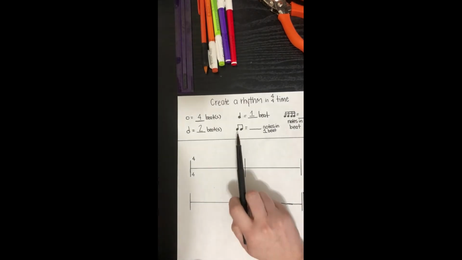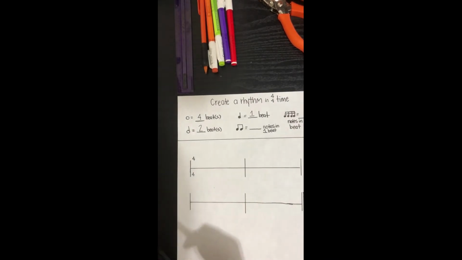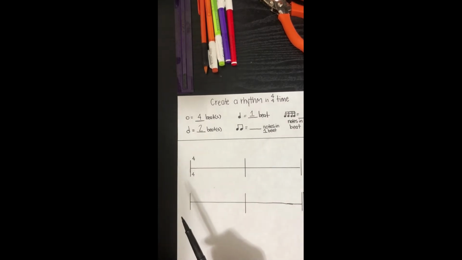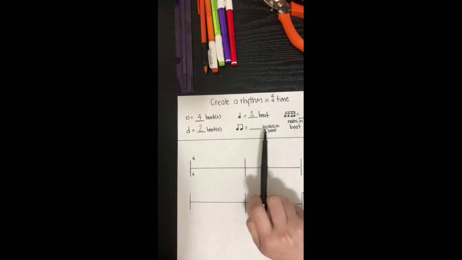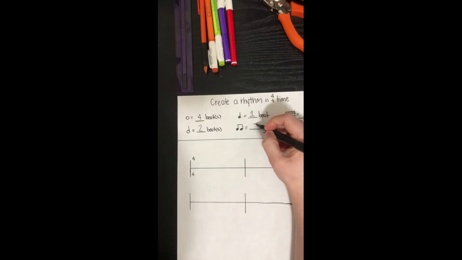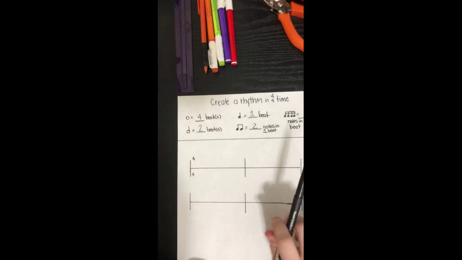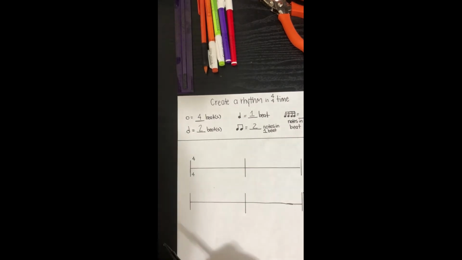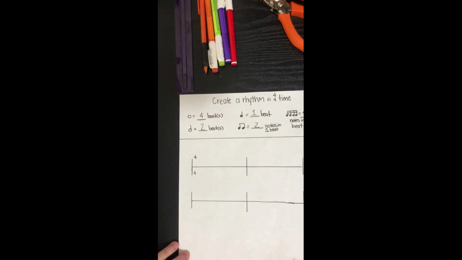All right, now let's look at our 8th note pair. We know that 2 8th notes equals 1 beat, so that means that there are 2 notes in 1 beat. And our 16th notes, it takes 1, 2, 3, 4 16th notes to equal 1 beat. So there are 4 notes in 1 beat, okay? Great. So now that we've got all of our note values filled in, we're ready to create our rhythm.